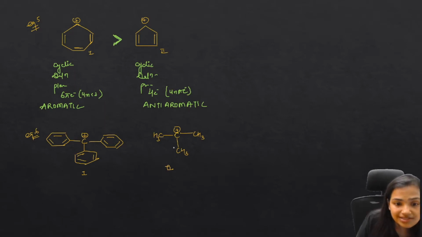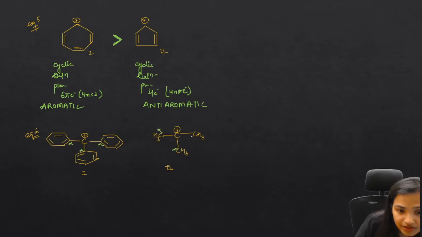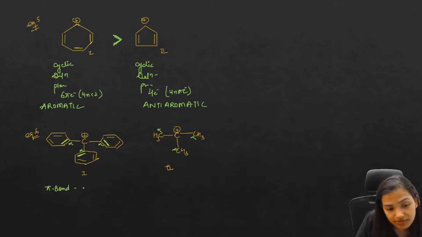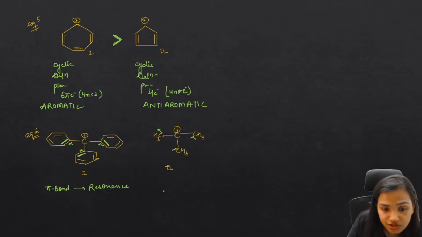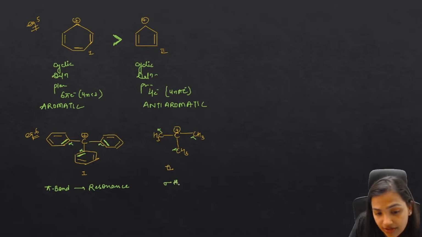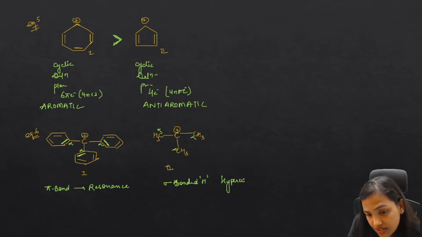Example number 6. If you look at the two examples, what can you compare? Here you can see this is the alpha position, alpha, alpha. Over the alpha we have a benzene ring, so we have a pi bond. So who will stabilize this? The pi bond, and pi bond means resonance. Resonance will stabilize this. And in the other, at the alpha position we have the sigma bonded hydrogen. So who will stabilize through the sigma bond? Sigma bond means hyperconjugation.